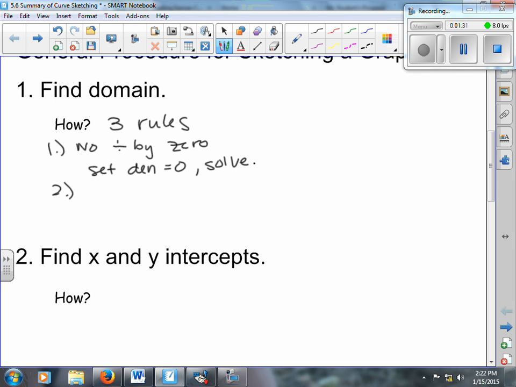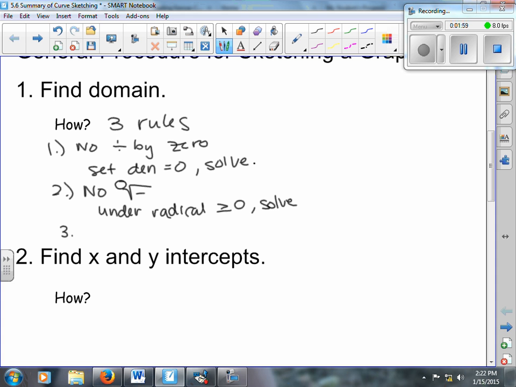Number 2, no square roots of negatives. And so square roots or fourth roots or sixth roots or any even root. No even roots of negative numbers. And so in order to find the domain here, you take what's under the radical, you set this greater than or equal to 0 and you solve. And whatever you solve for, that is your domain.